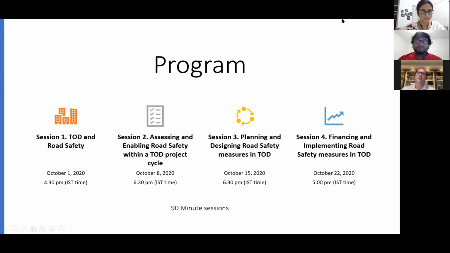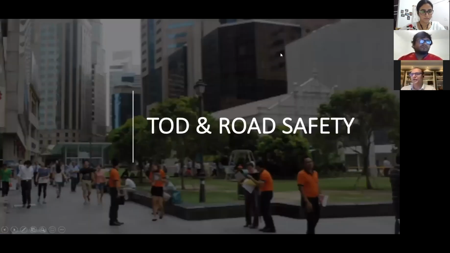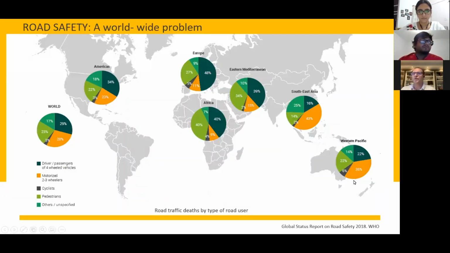Next slide, please. So, the starting point for all of us is really the realization that when it comes to people who are most vulnerable to fatalities and crashes, you find pedestrians and two-wheelers across the globe representing the majority of people impacted by fatalities or severe accidents.